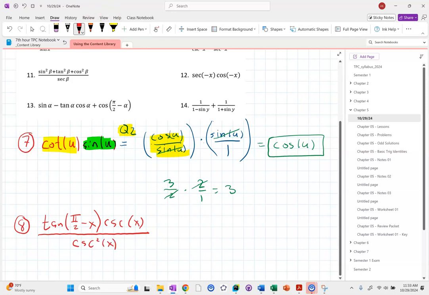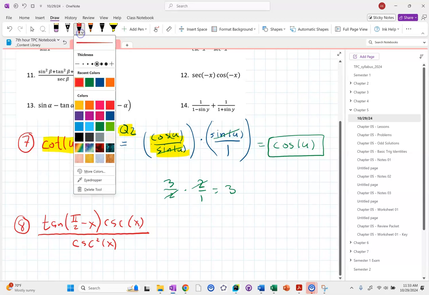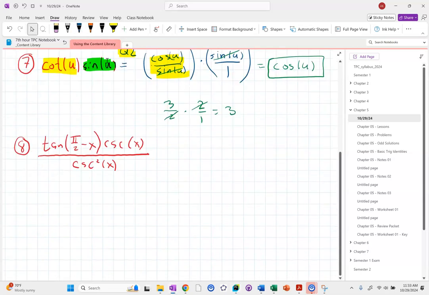Okay. Let's see who's going to be my next victim. Gabby. We're working on number 8 here. Identity or algebra? Identity, okay. Which identity do you want to use? So the identities are on your identity sheet I just passed out to you. So that's where you'd want to be looking.